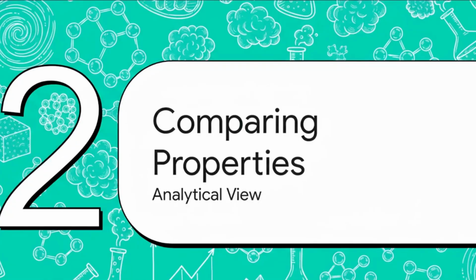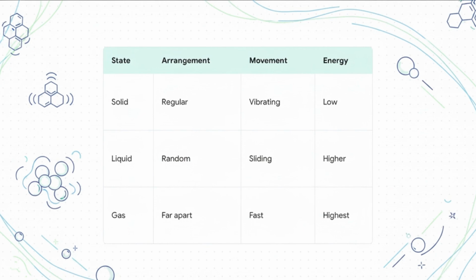Section 2. Comparing state properties. Let's see how these models build into the exact analytical framework that examiners highly reward. Memorizing this specific comparison table layout is essentially your golden ticket for securing marks on particle properties. Examiners absolutely love this structure.